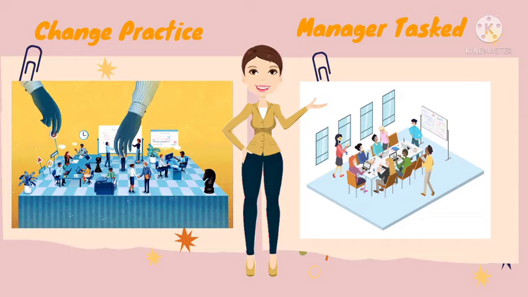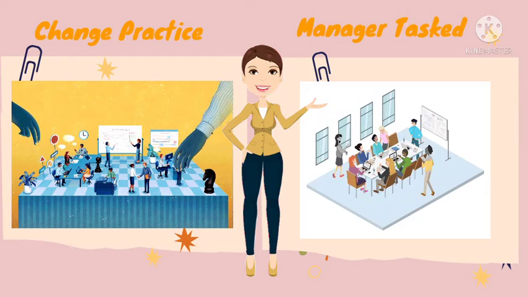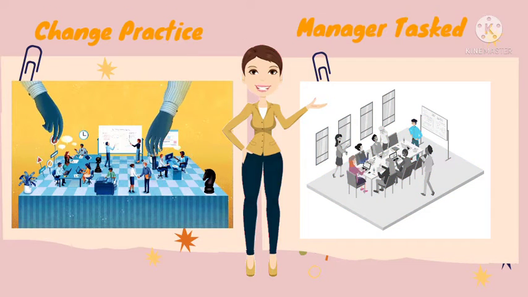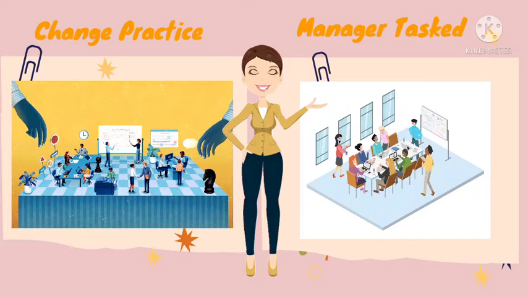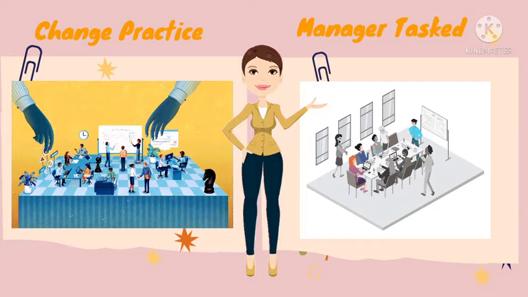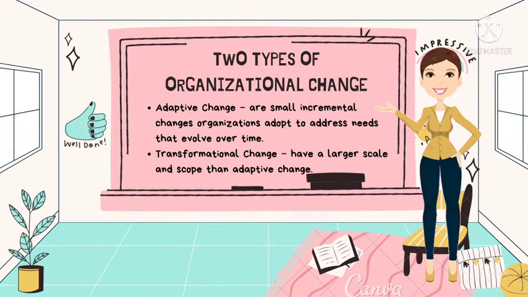It is important to know what the process looks like and what to expect, because effective managers need to be aware of a change or the need to adapt the organization, to implement and plan for a change to achieve organizational goals. Next, there are two types of organizational change. The first is adaptive change, or small incremental changes organizations adopt to address needs that evolve over time.